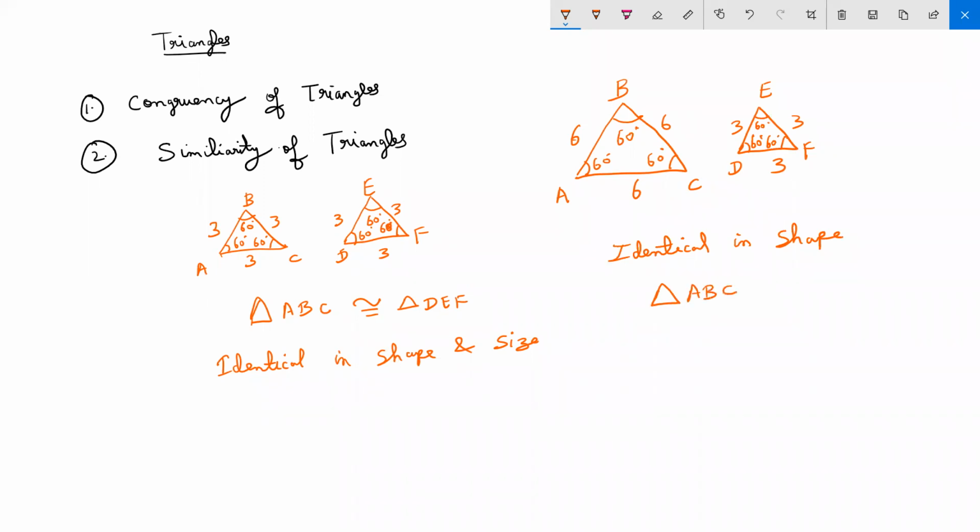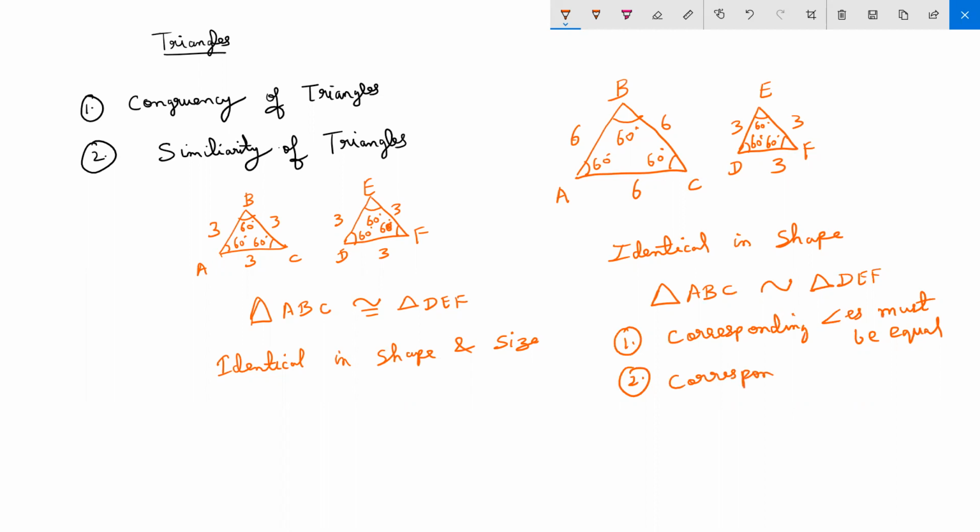Two geometrical figures are similar if they are identical in shape. Is it clear? But this is in short. In detail, for two triangles to be similar, the two important conditions which should be satisfied are: first is corresponding angles must be equal. And second condition is corresponding sides are in same ratio or proportion.